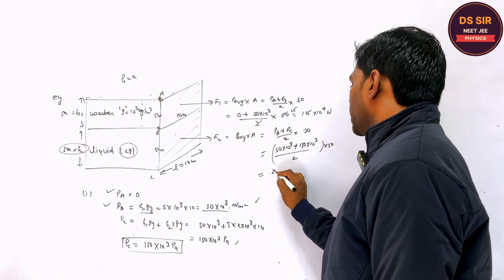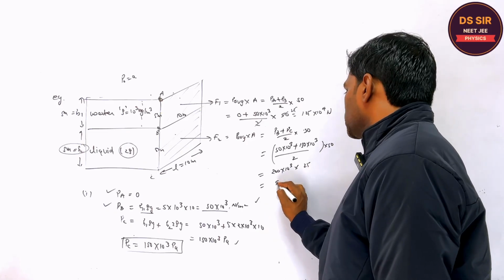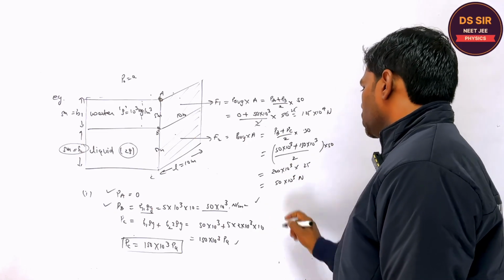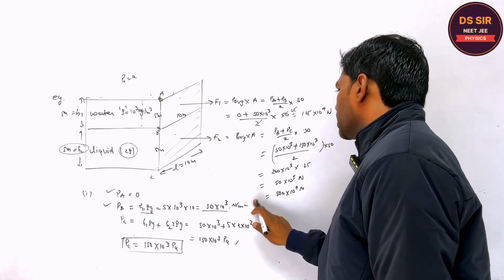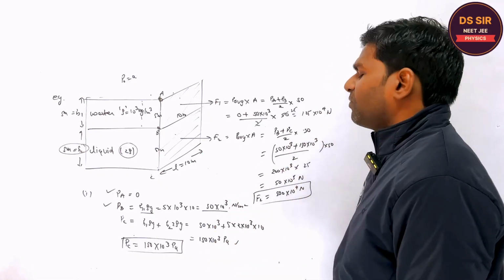So you will get 200 into 10 to the power 3 into 25. So this is 50 into 10 to the power 5 Newton, or you may write 500 into 10 to the power 4 Newton. Is it clear? So this is the value of F2. This is the value of F1.